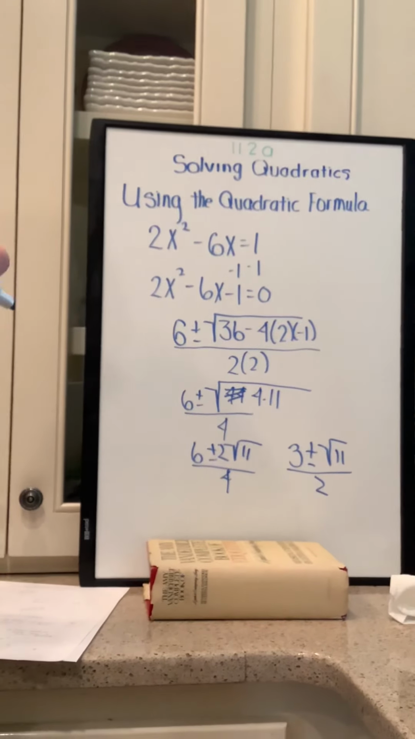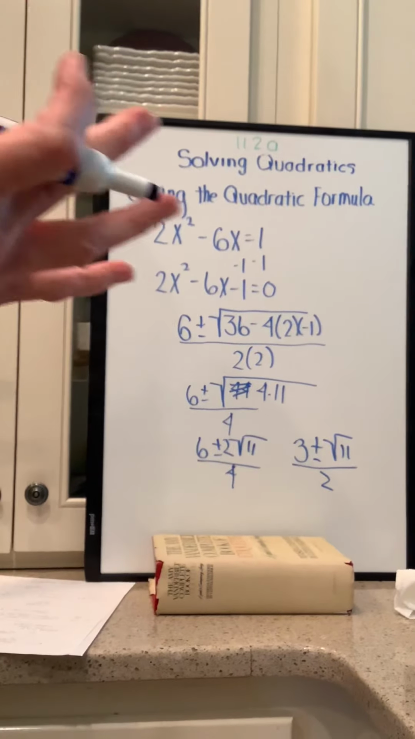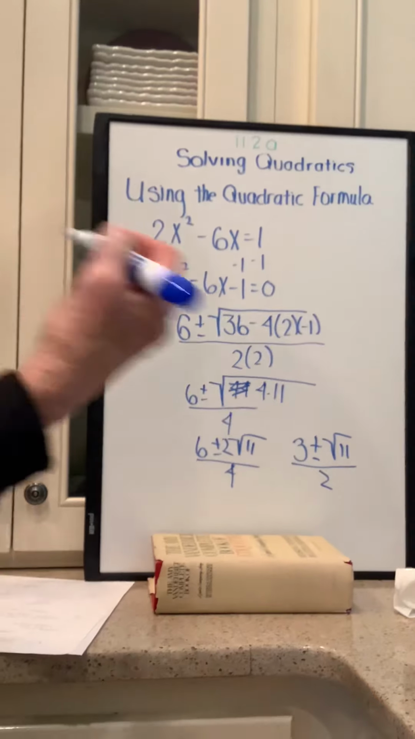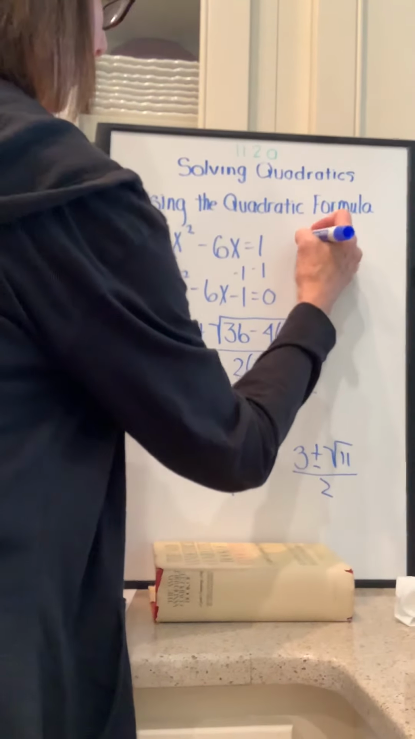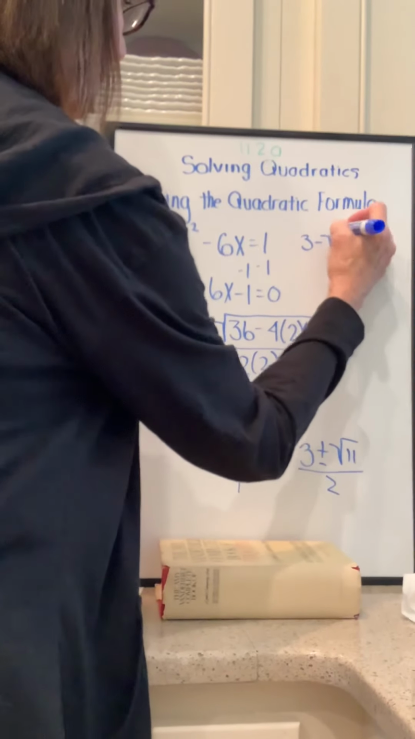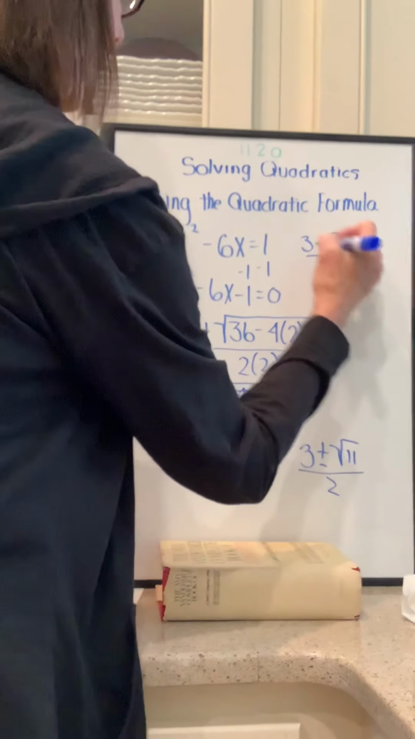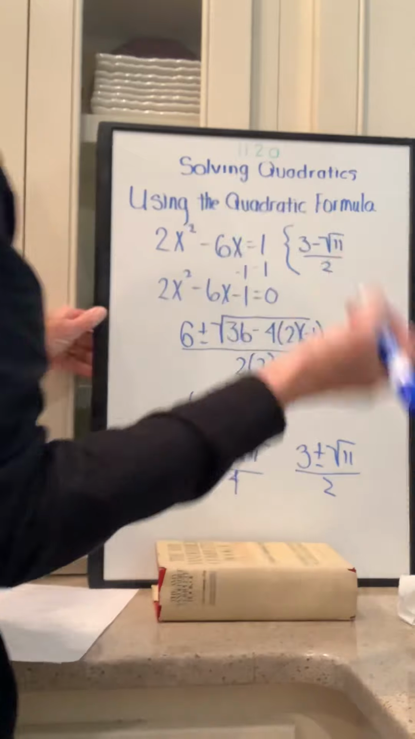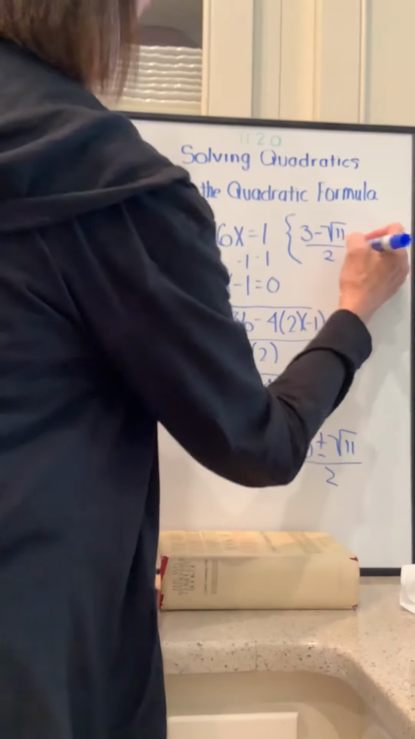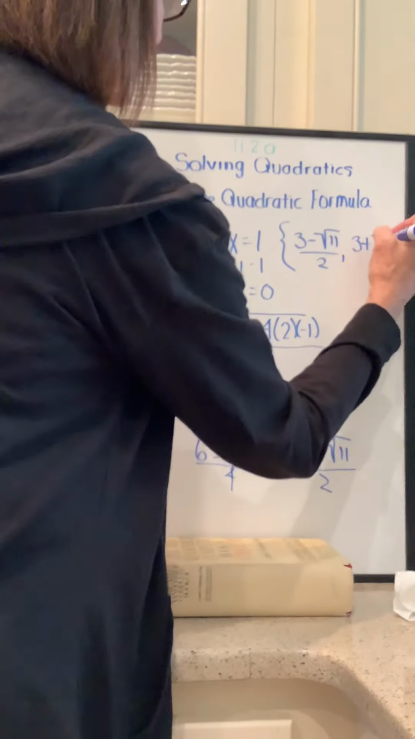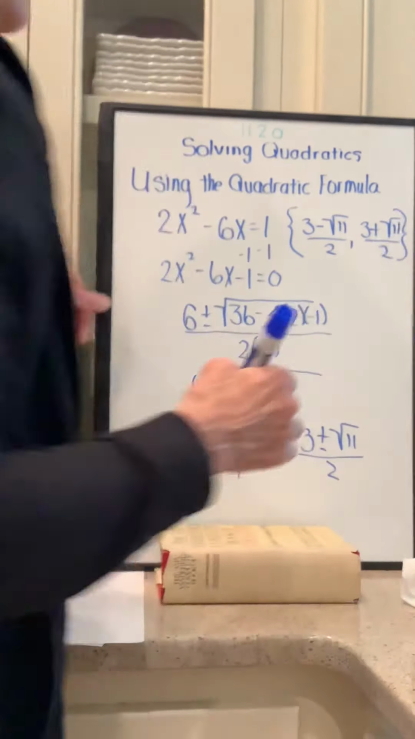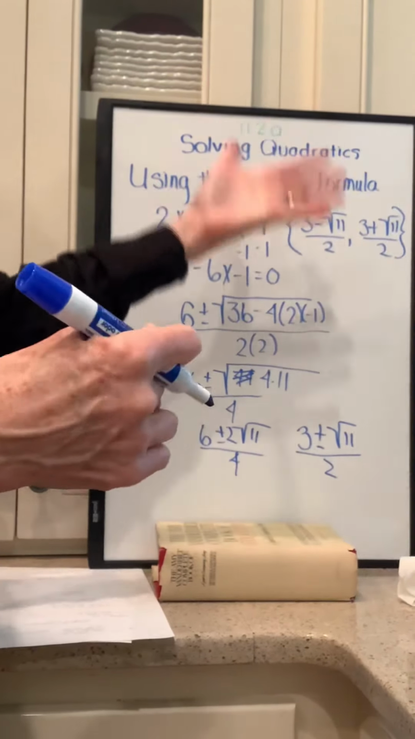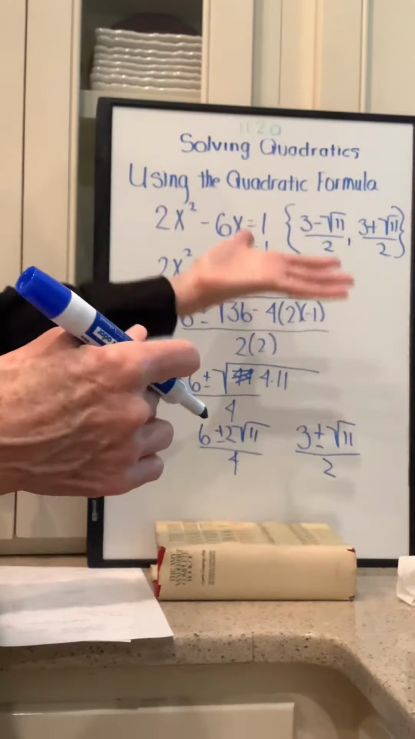On your test, because you're going to have to be typing in your answers, this is what you're going to have to do since it's on the computer. It's going to be 3 minus the square root of 11 over 2, and I think they'll have braces because remember your answers are in set notation, comma, 3 plus the square root of 11 over 2. And you probably know this from Math Lab, but this is the form that the computer will take so that it will grade your test correctly.